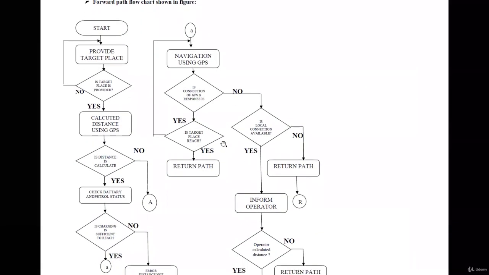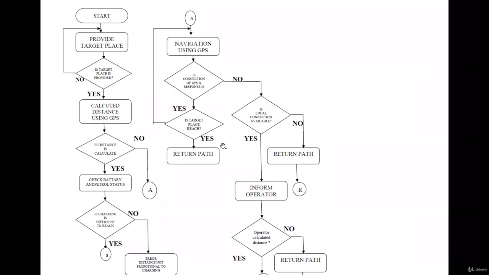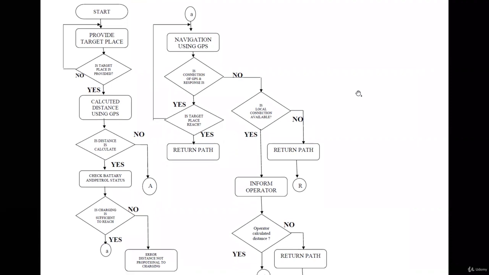Now how will this flow chart look? Okay, let me take it up and zoom in. So the first part of this flow chart is basically the forward path flow chart. First we will start it. After the starting position, the UGV asks for a target place. If the target place is not given, it will stay in a loop.